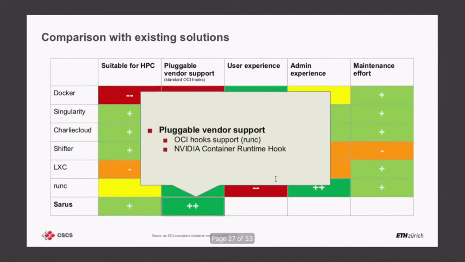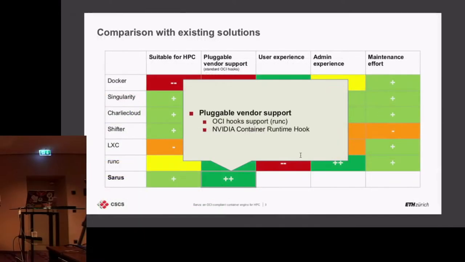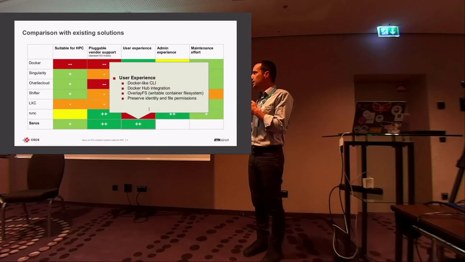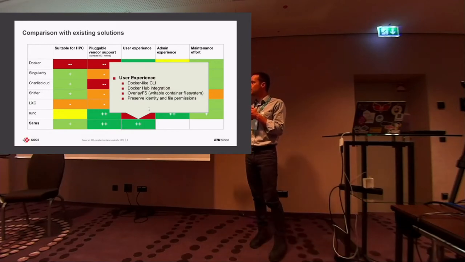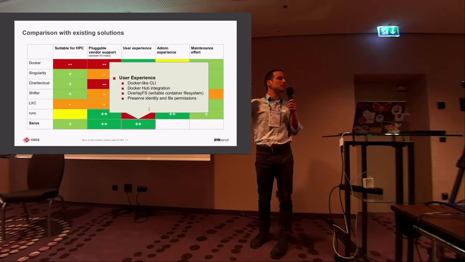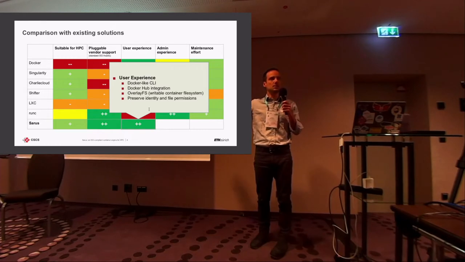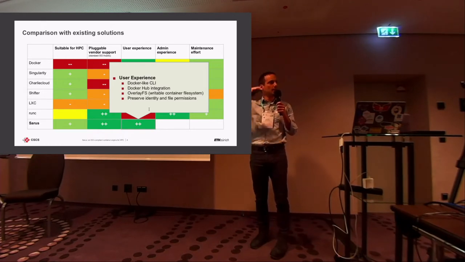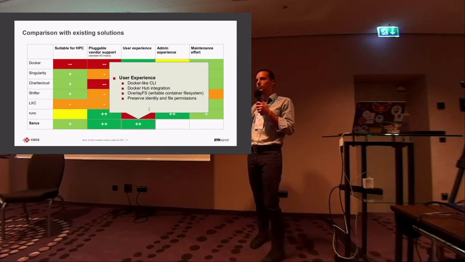in order for the container image to run with native support. We have this pluggable vendor support, as I mentioned earlier, the OCI hooks support that today uses runC. The runtime hook that we are using today directly off the shelf is the NVIDIA container hook, to enable access to GPUs. In terms of user experience, we also have a Docker-like CLI, with the difference that Sarus is just a runtime, okay? So you cannot create images with Sarus. We rely on the traditional and very well-established Docker workflow here.